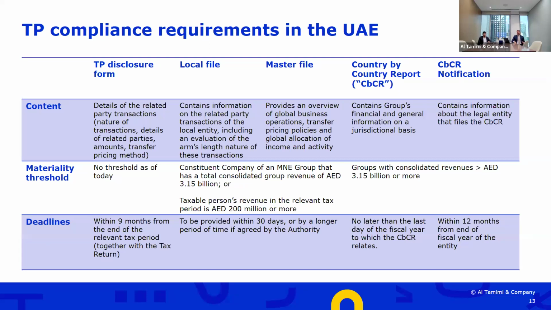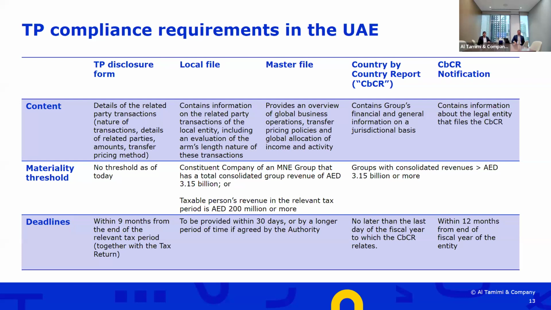Local file and master file have a materiality threshold. This applies firstly if you are part of a multinational group. So if you are a Pillar 2 company, meaning consolidated revenues of 3.15 billion, you need to prepare a local file and a master file. And this is submitted upon request, within 30 days.